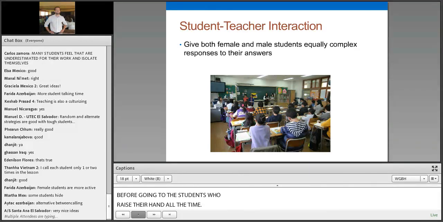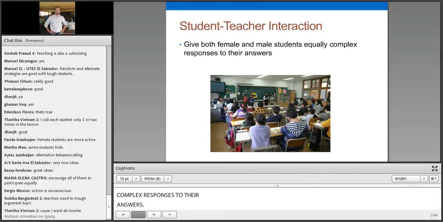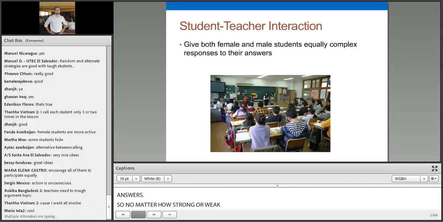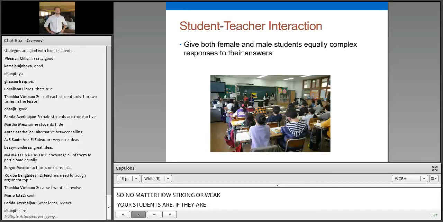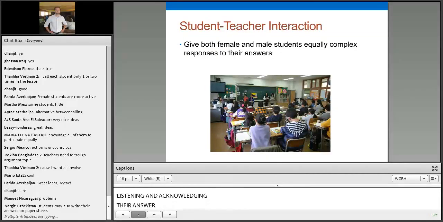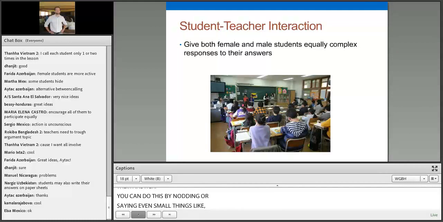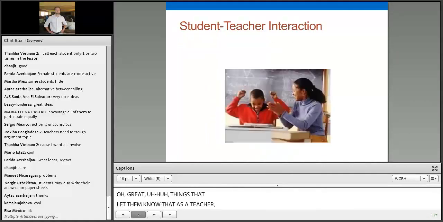Also, make sure to give both female and male students equally complex responses to their answers. So no matter how strong or weak your students are, if they are making the effort to participate, they should feel validated for that, and make sure to make them feel like you're listening and acknowledging their answer. You can do this by nodding or saying even just small things like, oh, great, things that let them know that as a teacher, no matter how strong or weak their answer was, you're still validating that they put forth the effort.